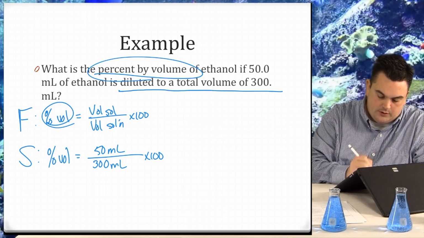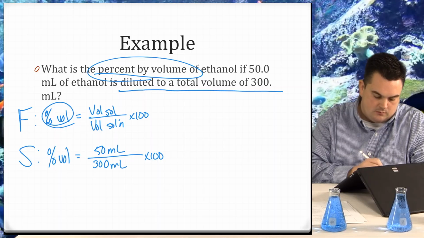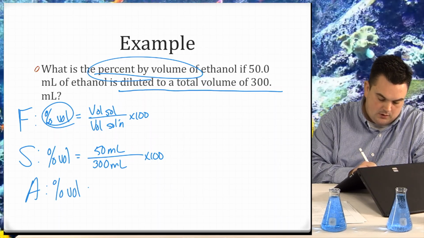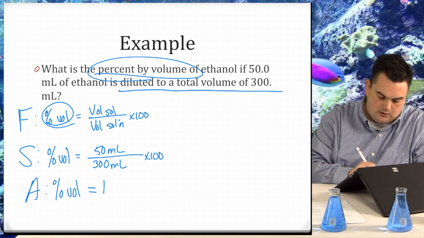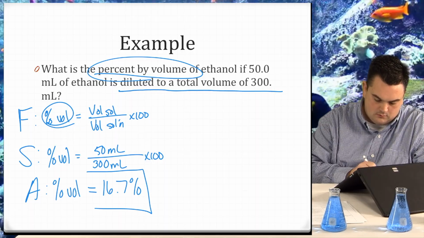And times 100. Looks like we're ready to solve. Okay, and it looks like I've got 3 sig figs on both those. So my answer is percent volume equals 16.7%. Looks good.